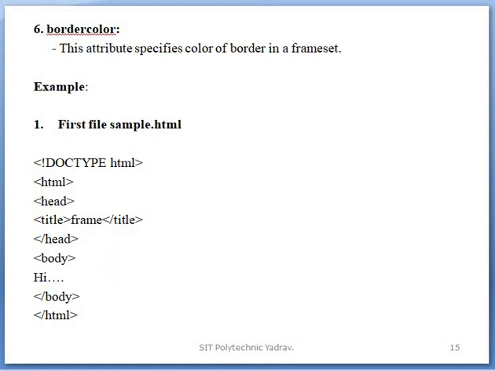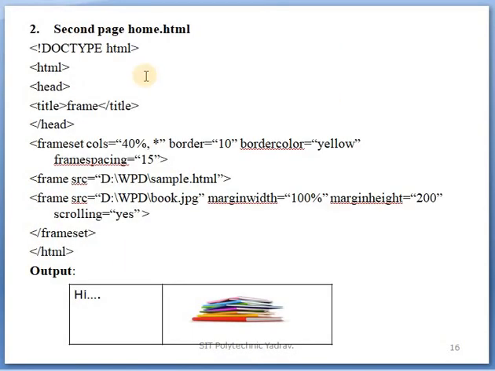After that, the second step: the second page will be created. That file I'm saving as home.html. In that, DOCTYPE html, start the HTML tag. After that head, okay, title is frame, so on that web page the name displayed will be frame, because I'm giving the title as frame. After that, head closed.